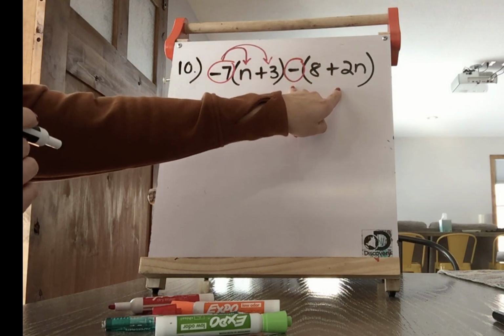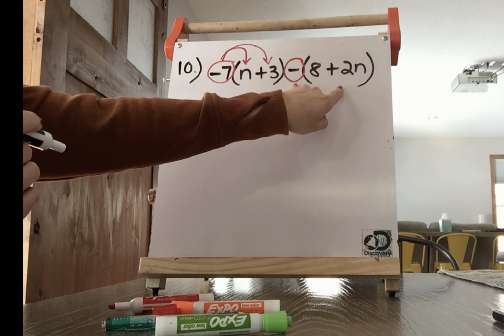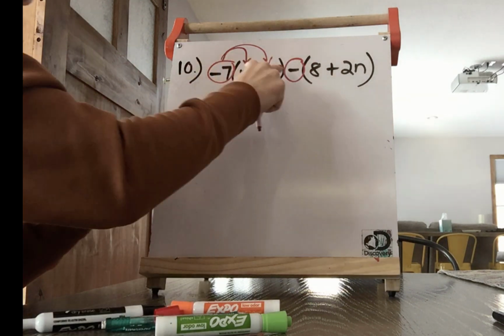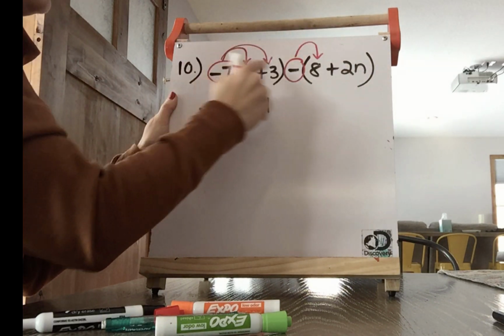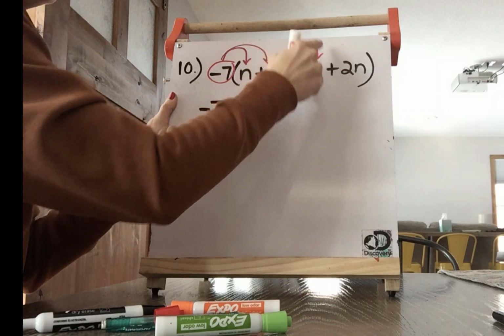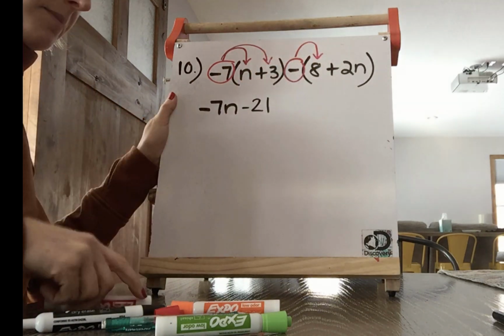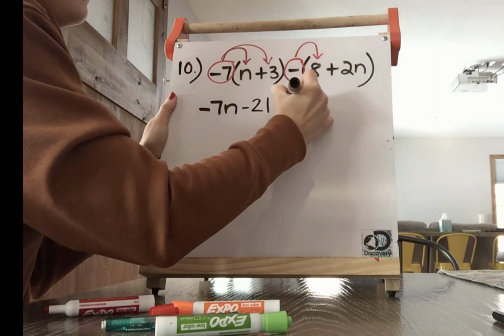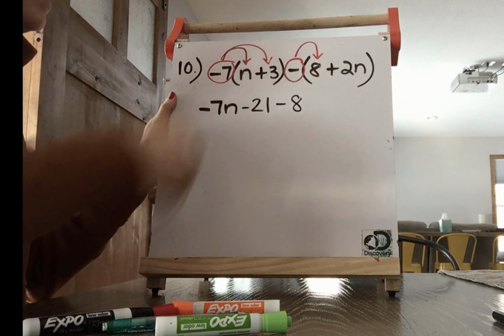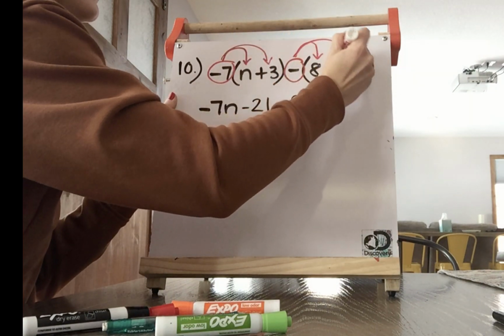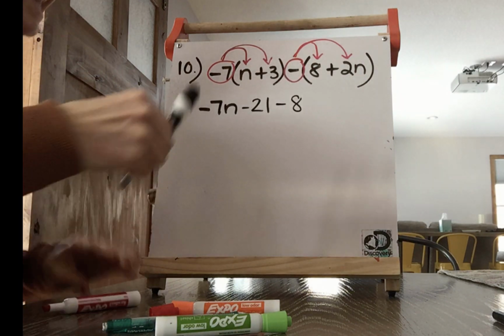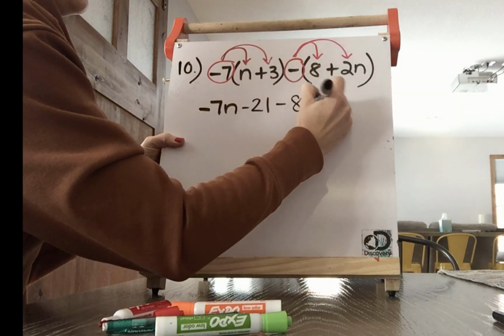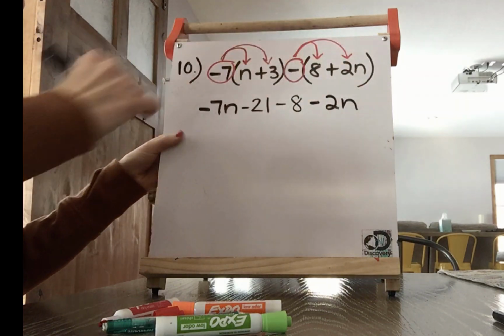Moving over to my other distributive property that I can apply right here. This is a negative. I need to pass that negative to every member inside the group. It's like a -1. So negative times my 8 is going to give me -8. And then passing the negative to the second term here, this is a positive 2n. So negative times 2n is going to give me -2n.